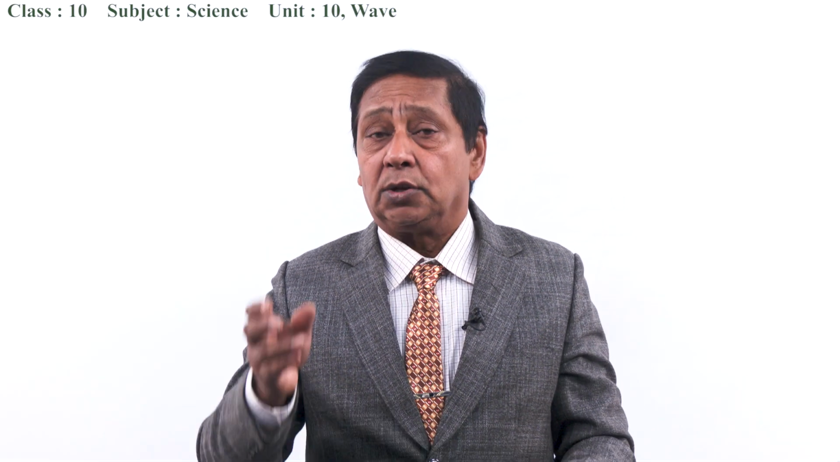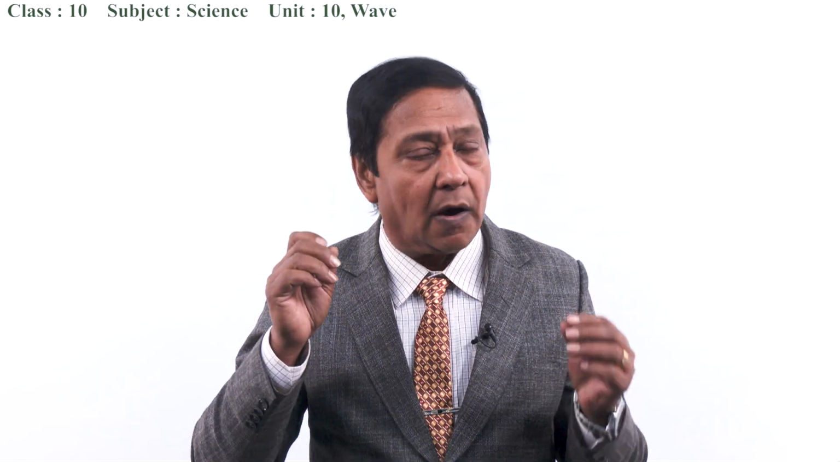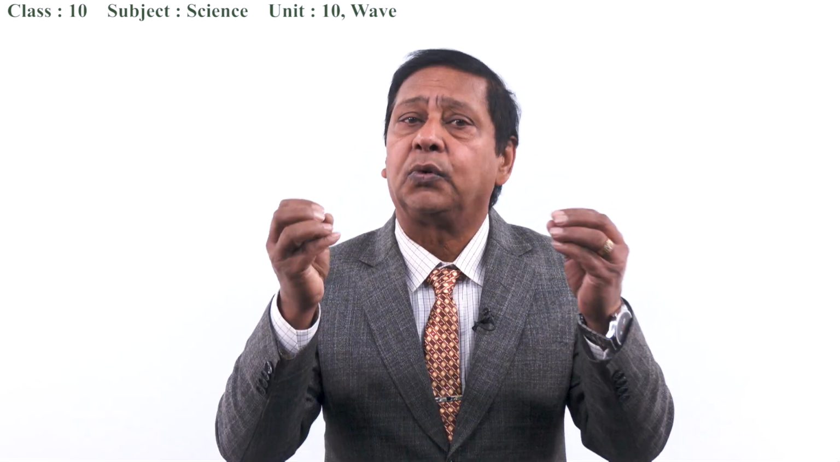Welcome to this class. Today I am continuing the chapter Wave of the subject Science and Technology of class 10, and it is taken in unit number 10. We have divided this Wave chapter into 11 parts and we are presenting one after another. This is the fifth part of the chapter Wave. In this part, we are going to focus on dispersion of light: exactly what it is, how it occurs, what the reason behind dispersion of light is, etc. We'll discuss this in this class.